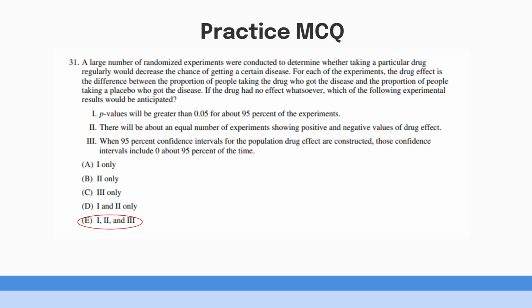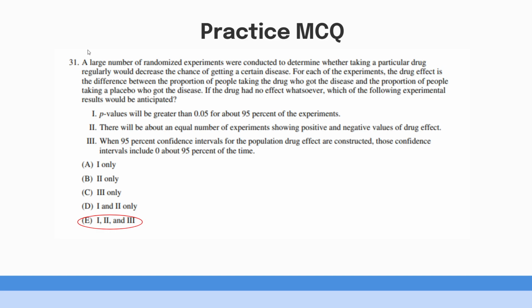We always assume 0 for two proportions. Yes, you always assume 0 for the difference. The difference is 0 when you're doing a difference of 2 proportions, whether it's a confidence interval or a hypothesis test. So there will be an equal amount of experiments showing positive and negative, and when you subtract them, the difference is 0.